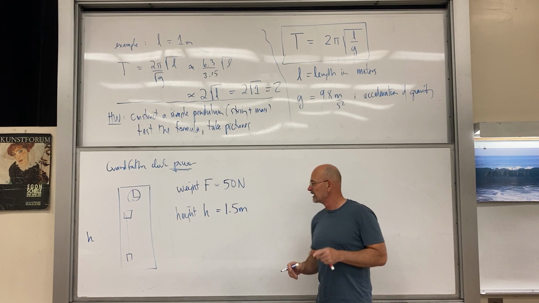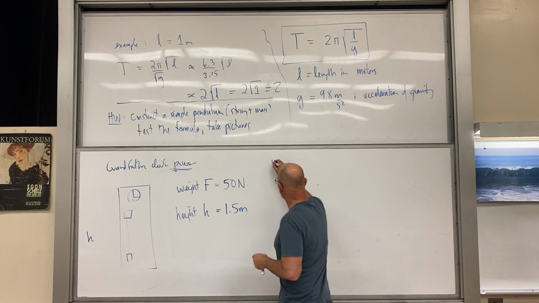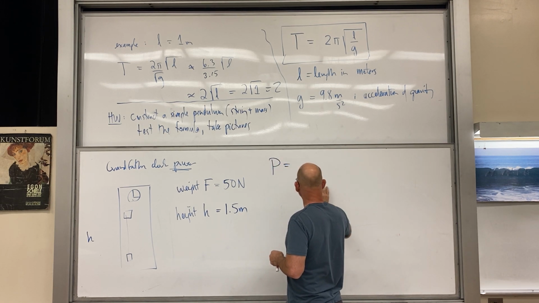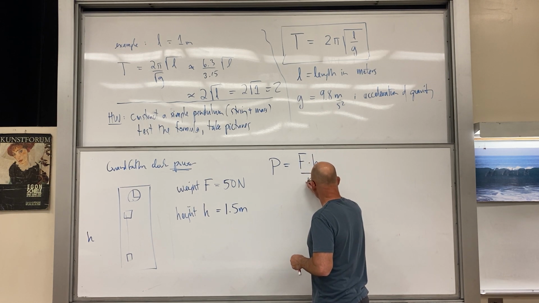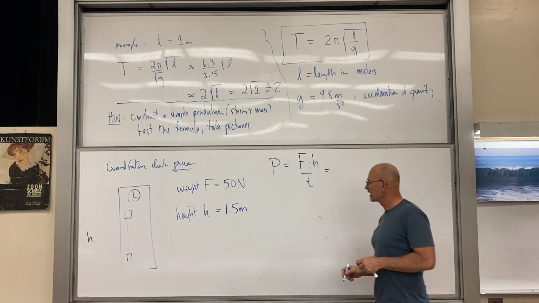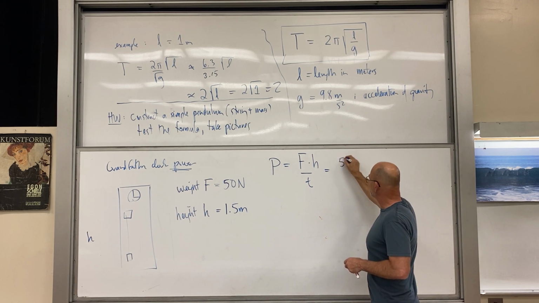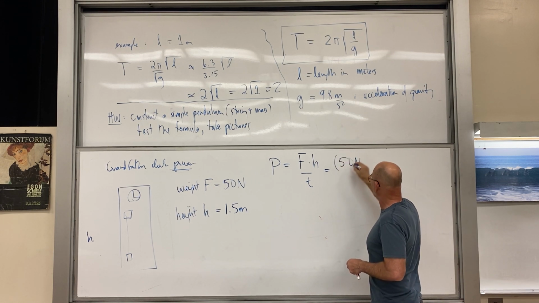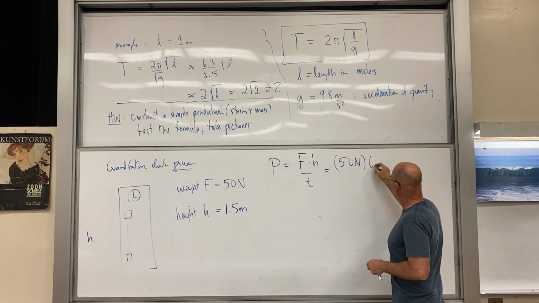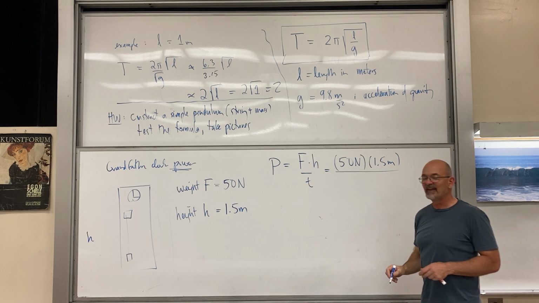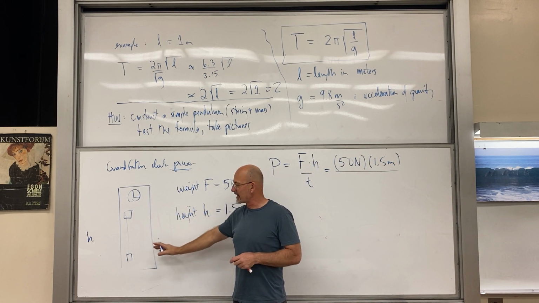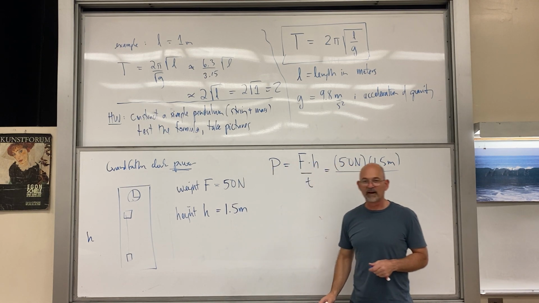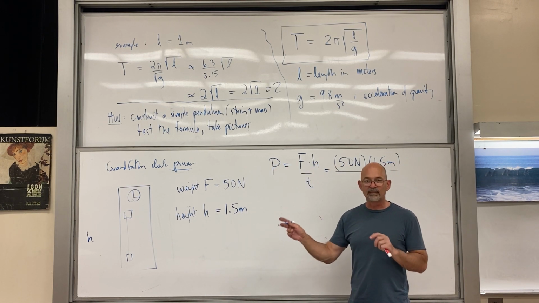Good, okay. So now what's the power going to be? Power is equal to weight times height divided by time. So we've got the 50 newtons, we've got the 1.5 meters, and we've got the 7 days, because these things will run for a week. This is a realistic example. In fact, they're made to run for 8 days, just in case you forget to wind it up. But you're supposed to wind them up every 7 days.